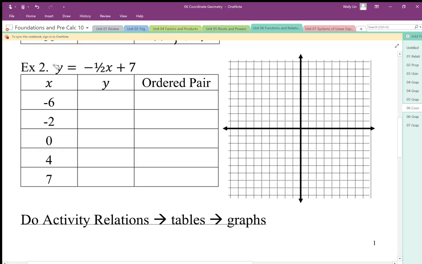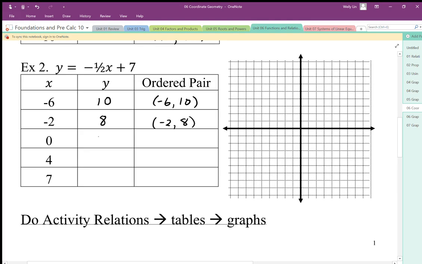Our relationship is we're going to times the input by -1/2 and add 7, and then we're going to get our output Y. So that's our relationship. It's also a function. Our input is -6: -6 times -1/2 is +3, plus 7 is +10. Our ordered pair is going to be -6, +10. Input is -2: -1/2 times -2 is positive 1, plus 7 is 8. Our ordered pair is -2, +8.